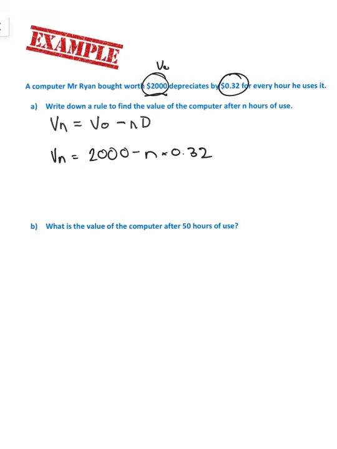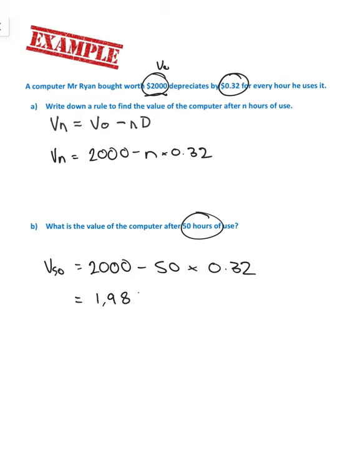Part B says, what is the value of the computer after 50 hours of use? We are going to sub the 50 hours of use into our n. So V50 equals 2,000 minus 50 times 32 cents, which gives us a value of 1,984. So the value of the computer after 50 hours of use is $1,984.